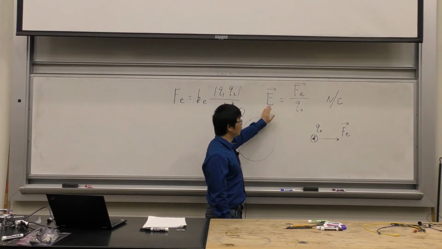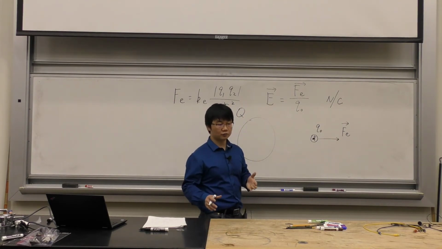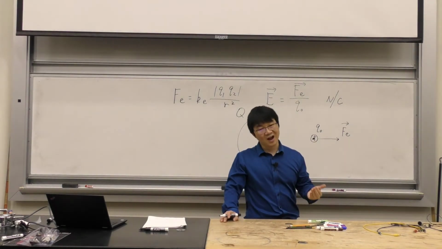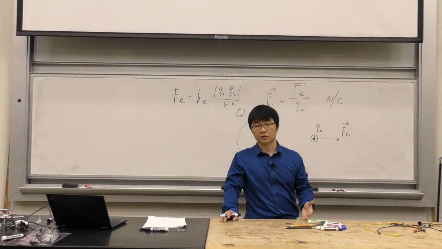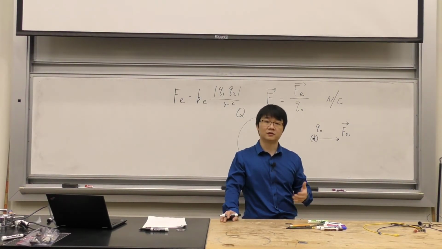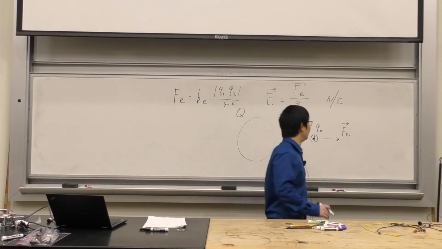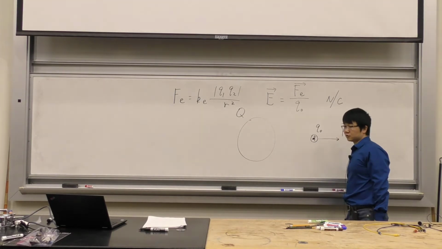So the electric field is also going to be a vector. It has a magnitude and direction, okay? It's a vector. It does exist, even though we don't see that it exists. Now, what's the use of this definition?